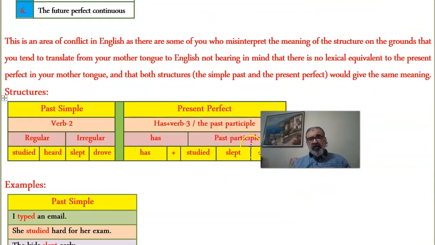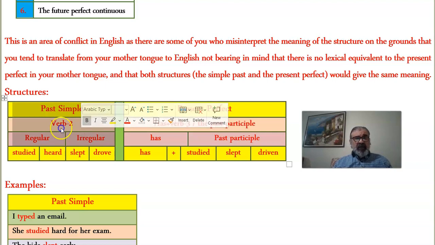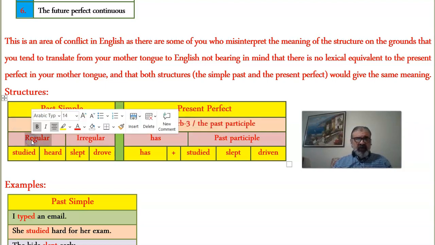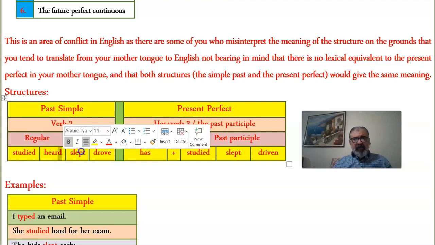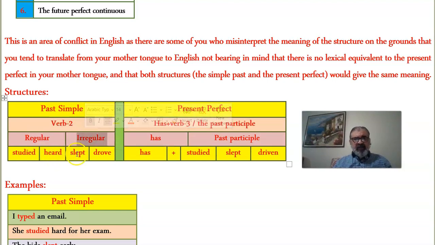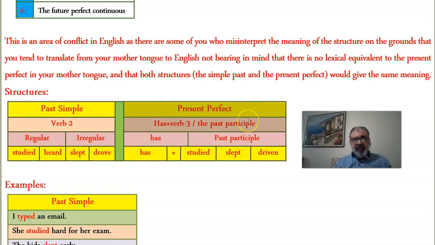Okay, let's go on. Let's start with the structures. The past simple, as you know, comes as one verb only, as verb-2. It's either regular, that is, it ends with an ed or a d, or it's irregular, and in this case, the whole verb changes from verb-1 into verb-2: sleep, slept, drive, drove. While as for the present perfect, it's either has or have, plus past participle. Again, the past participle can be regular or irregular.